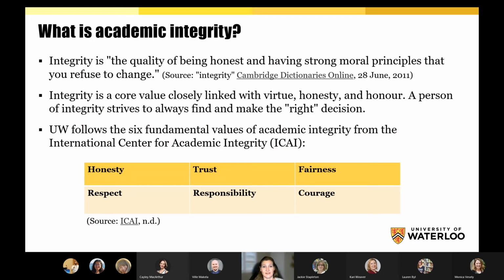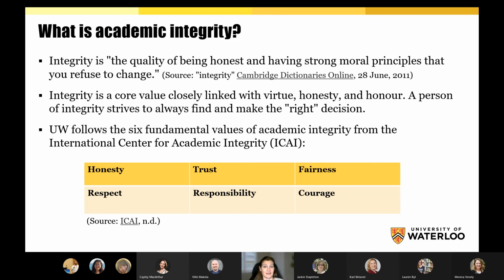So a little bit more about that concept, that term academic integrity. I found over the years that many different people have different understandings and different experiences with the term. So just to make sure we have a general understanding, here's a definition of academic integrity. It's the quality of being honest and having strong moral principles that you refuse to change. And again, they're really related to six values that were on that first poster that I showed, which are honesty, trust, respect, responsibility, fairness, and courage.